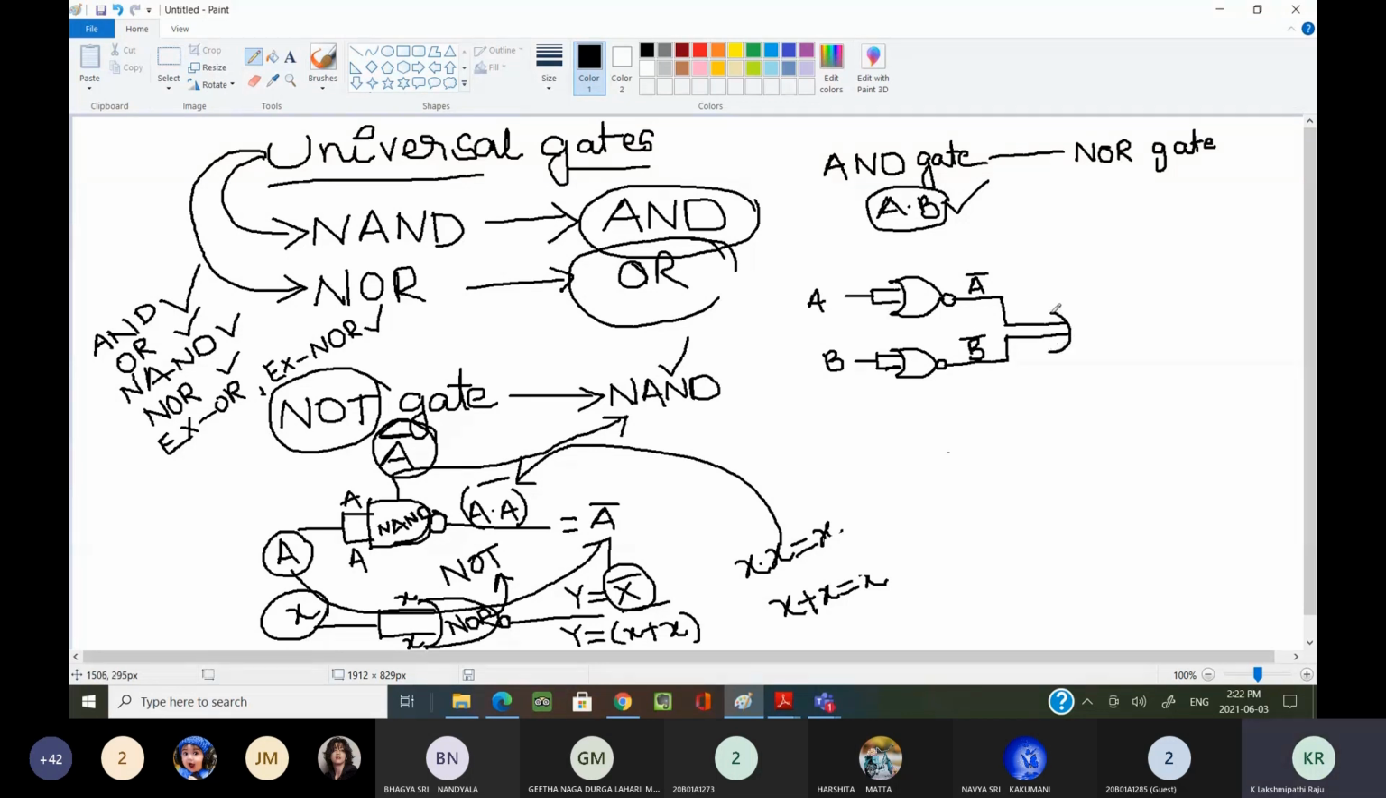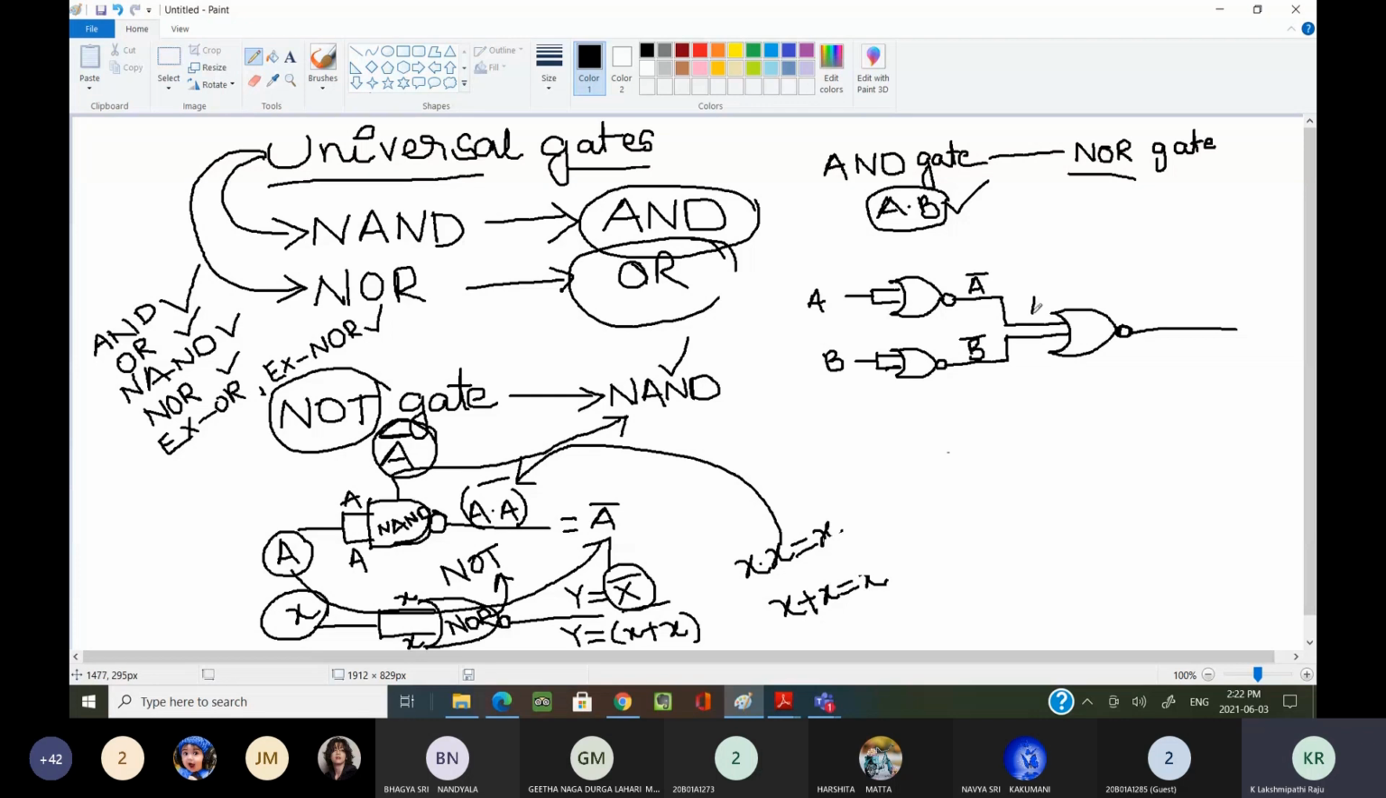Here I can tell you one more point. Please remember, whenever I am saying AND gate implementation using NOR gates, every gate in this circuit you should use as a NOR gate only. You can use any number of gates, but every gate should be a NOR gate only. That is the meaning of AND gate design by using NOR gates. Now see here, I am using three gates.